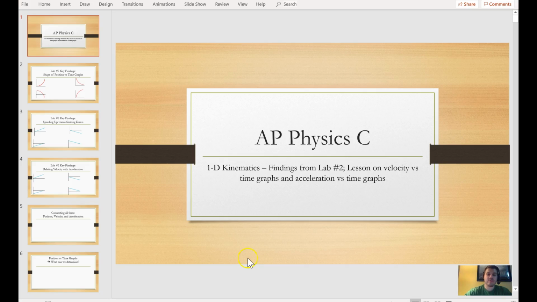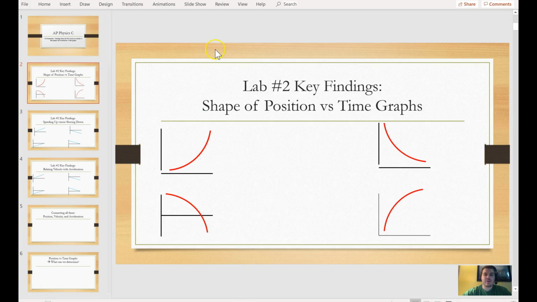Welcome back. What we're going to talk about now are some key findings from lab number 2, as well as sort of overall what are some key findings and noticings you should have about position, velocity, and acceleration versus time graphs as we work now to put all of the pieces together. So let's start by talking about shape of position versus time graphs.